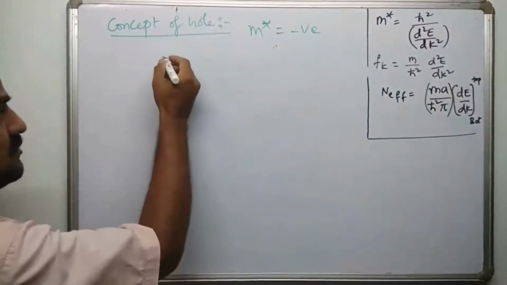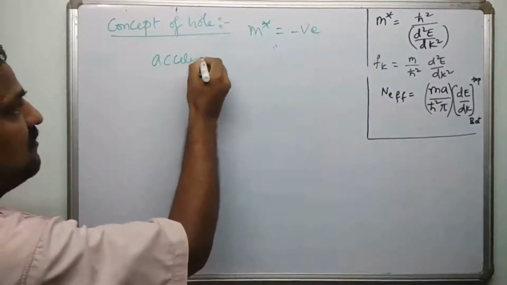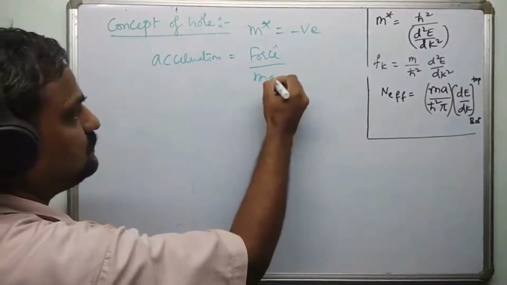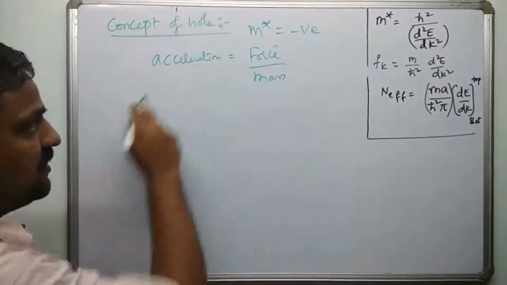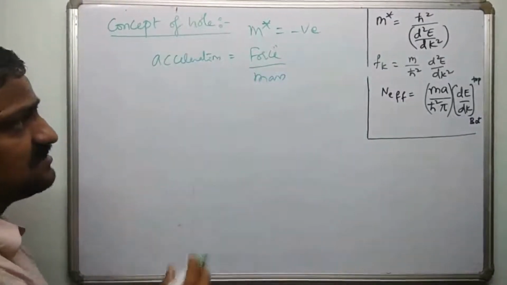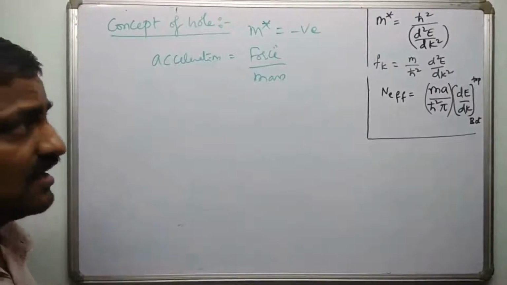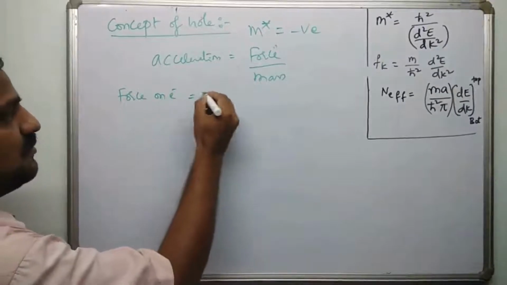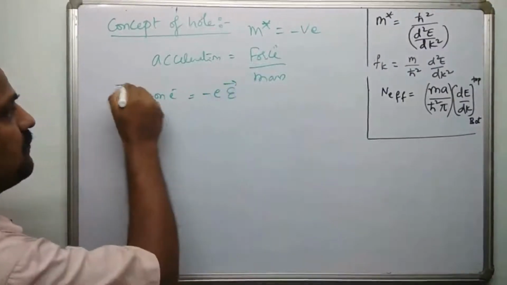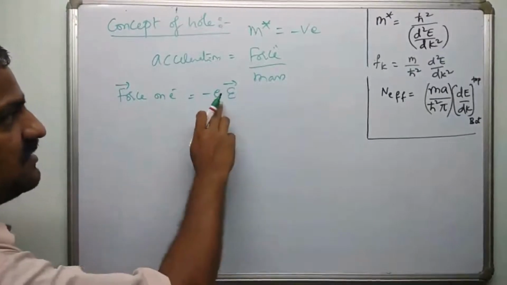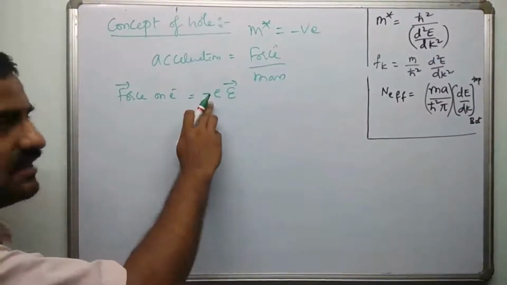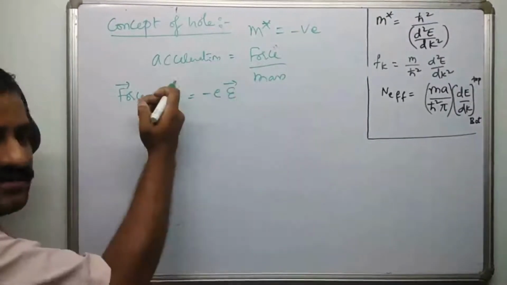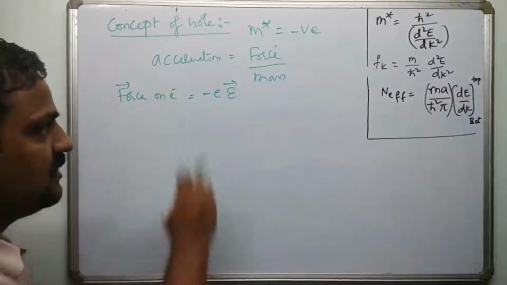Let me explain. As you know, acceleration is nothing but force divided by mass. If you talk about an electron, generally the electron's acceleration will be opposite to that of the external electric field. Let me show you this. The force on the electron is nothing but minus e times the electric field E. If you take this force as a vector, this minus e is the negative charge on the electron. So if the electric field is acting towards the right-hand side, this negative sign indicates that the force on the electron will be towards the left-hand side, right? So these two are opposite.